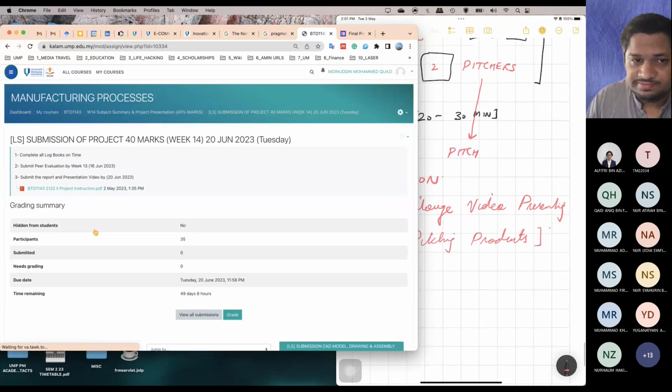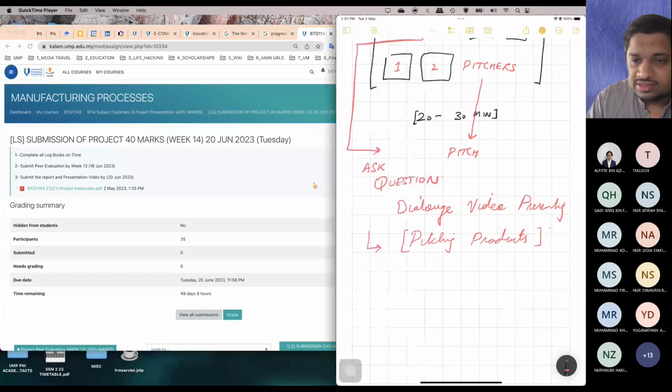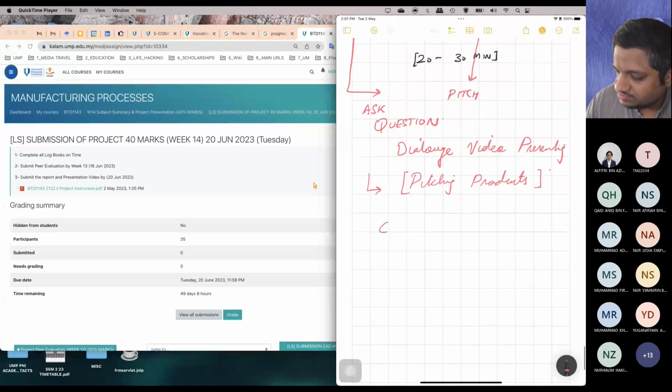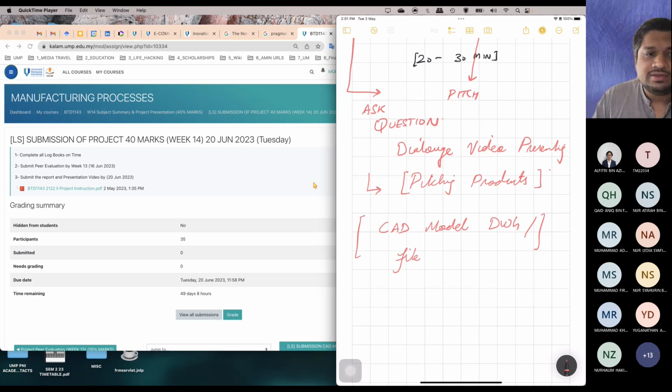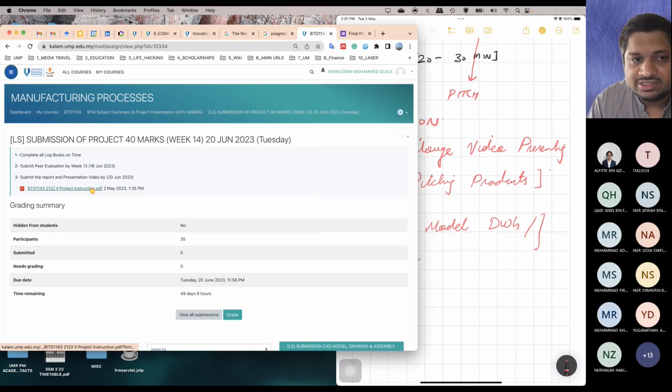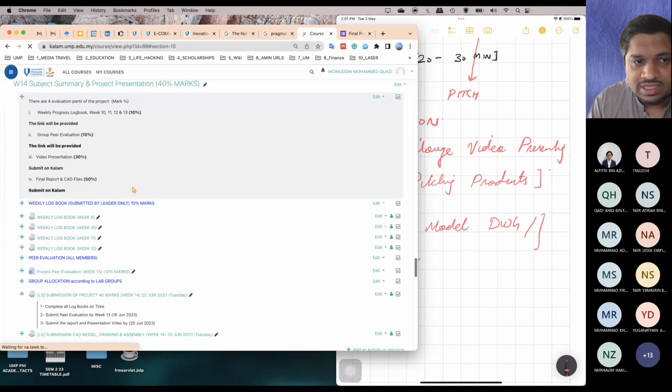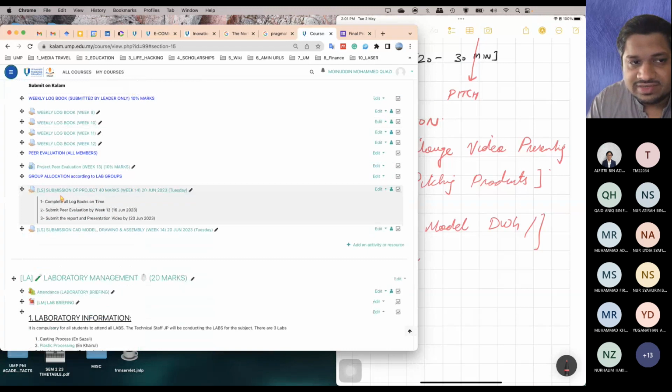So remember that you have to submit your CAD model, drawing, DWG or other file as well. Project instructions are given on Kalam again here, so you can access it here. Okay. So the project instructions are given here in the summation of project marks.